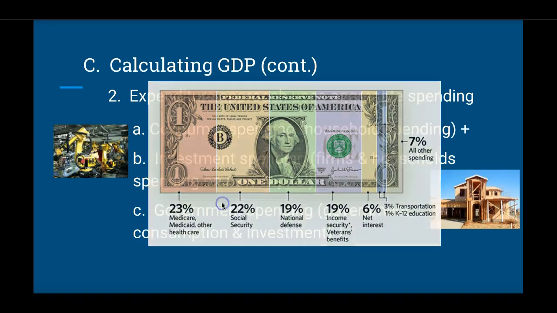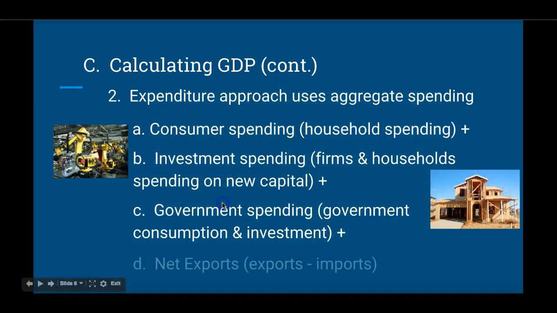So all of that gets added together. And then the last category is net exports. Net exports is going to be the exports minus the imports. So we're looking at how much we actually make from selling some of our stuff overseas, but we also have to subtract how much we spend on stuff that comes in from overseas. So that's our net exports.